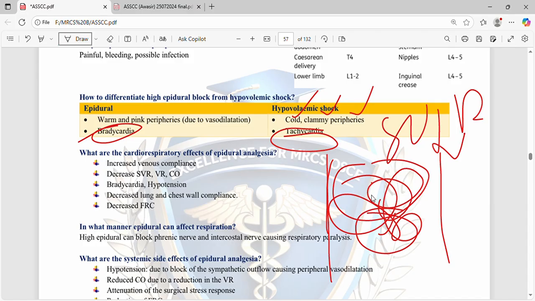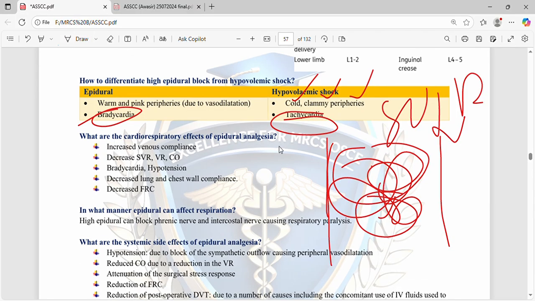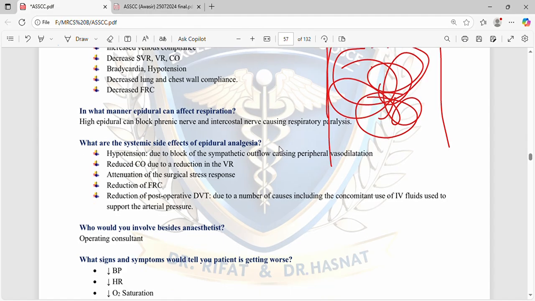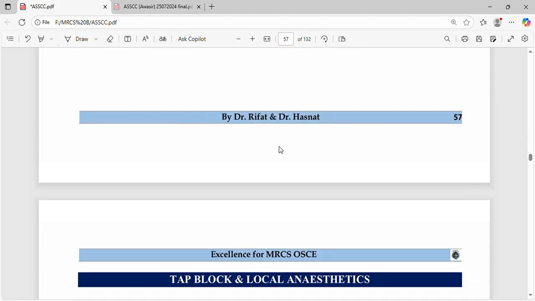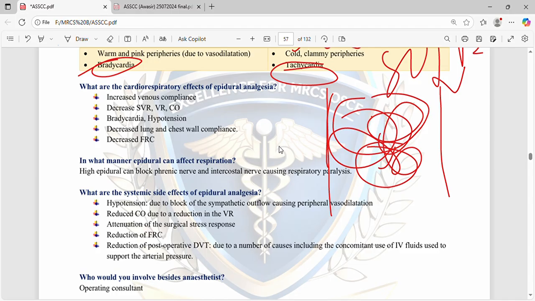What are the systemic side effects of epidural analgesia? Hypotension due to block of the sympathetic, as we already discussed: there will be loss of vasomotor tone, peripheral vasodilation and pooling of blood. So decreased systemic vascular resistance, decreased venous return, decreased preload and decreased cardiac output, and so hypotension. Reduced cardiac output due to reduction in the venous return.